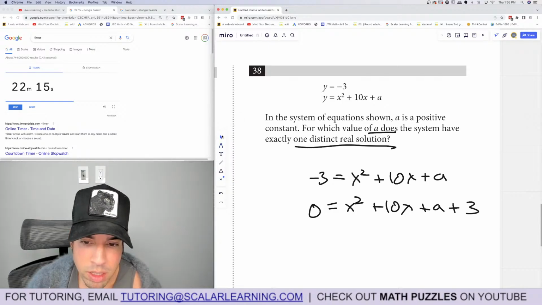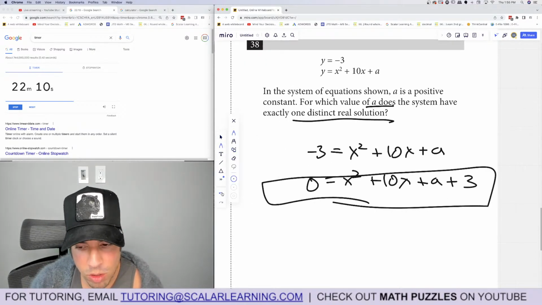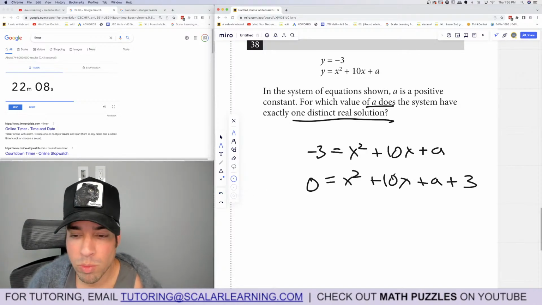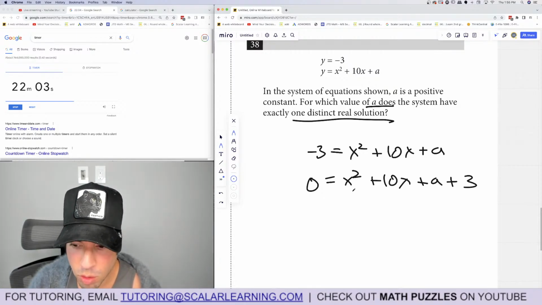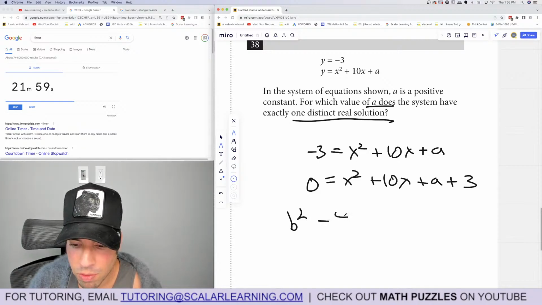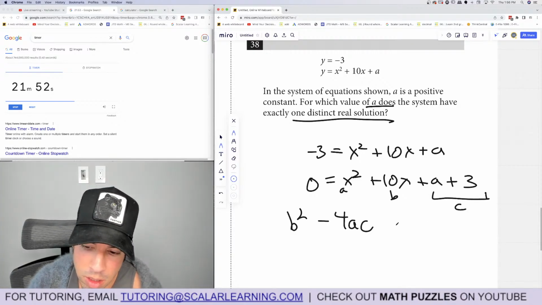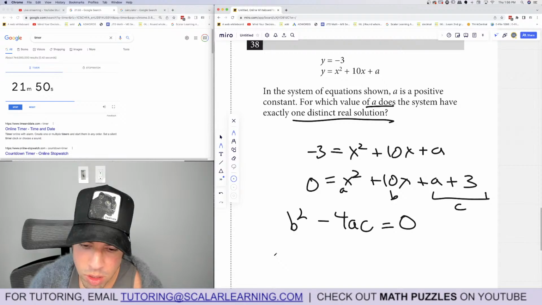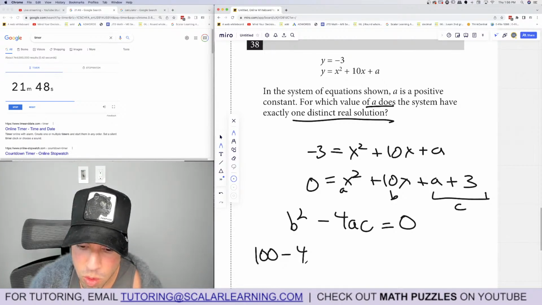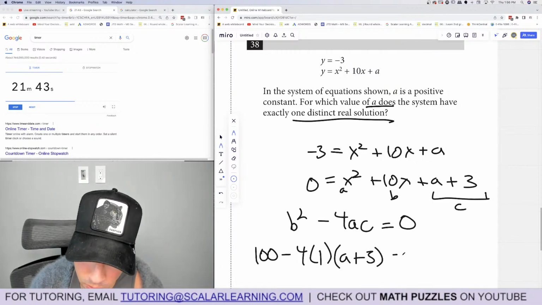Now, the important thing here is they said one distinct real solution. I've got a quadratic now that represents where these intersect. If I want one real distinct solution, that means I want the discriminant, meaning the value under the square root of the quadratic formula, to equal 0. So what is the discriminant? It's b squared minus 4ac, where this is a, that's the 1 in front, b, and this whole thing is c, actually, because they're both constants. So we want this to equal 0. So b squared is 10 squared, which is 100, minus 4 times a, which is 1, times c, which is a plus 3, to equal 0.